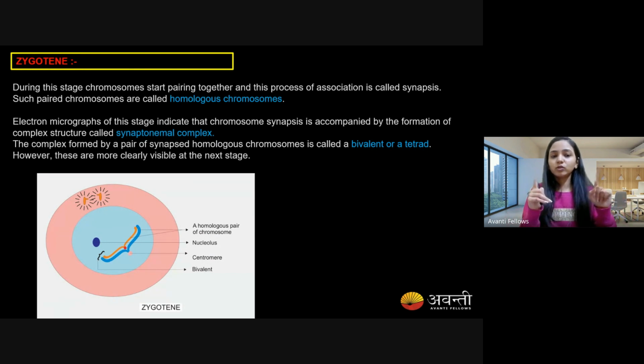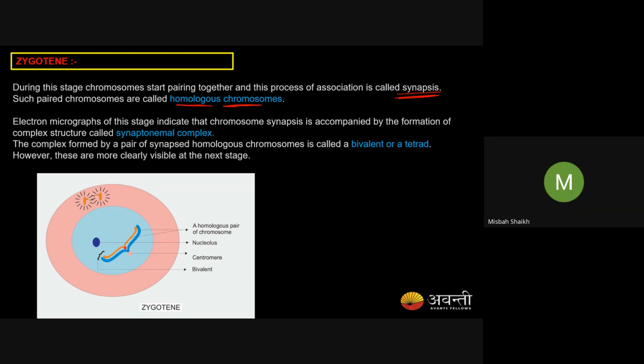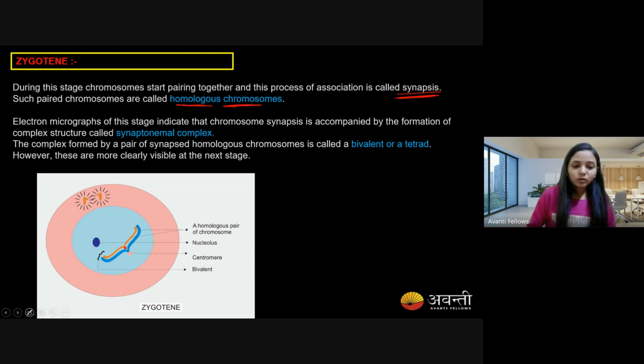वी हैव क्रोमोसोम्स पेयरिंग करना स्टार्ट कर देते हैं. क्रोमोसोम्स स्टार्ट पेयरिंग टुगेदर and the process of pairing is known as synapsis. And such paired chromosomes are known as homologous.